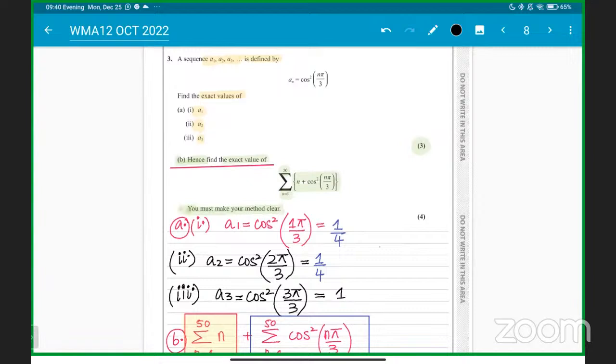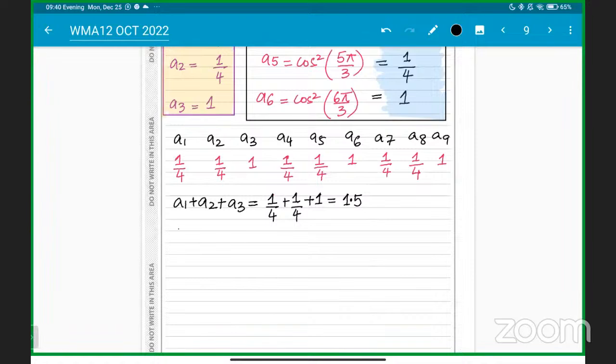Everyone getting it? So what you need to understand is, where do we have to go? We have to go till the 50th term, right? Understand that after every 3 terms, I will get the sum as 1.5. 3 terms, 1.5, 1.5, 3 terms. So you just think about it.